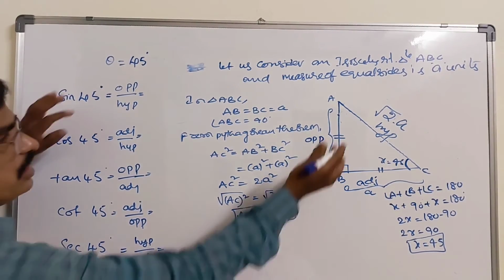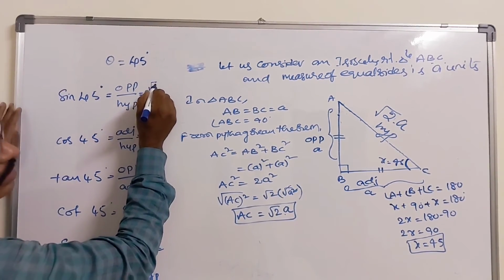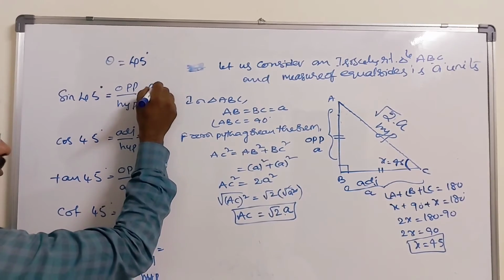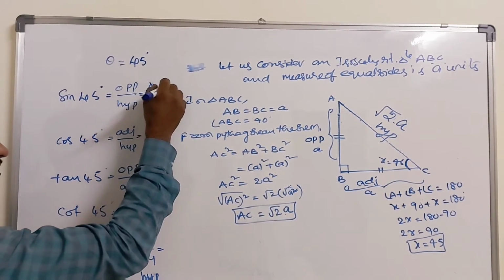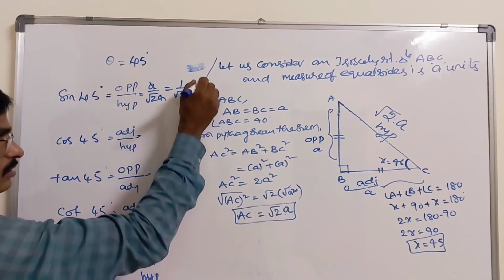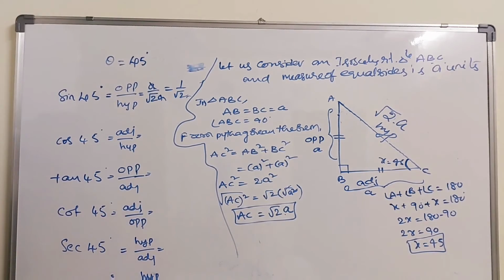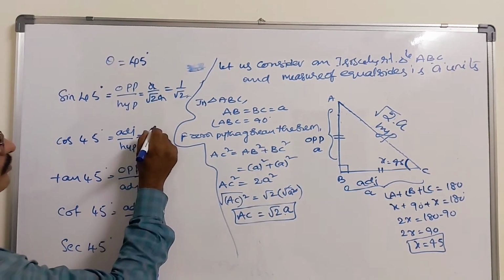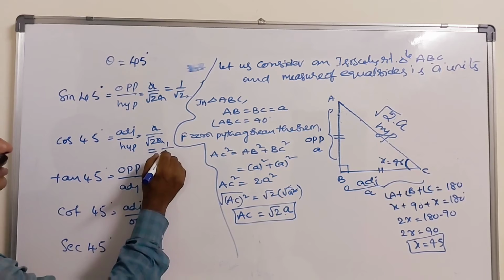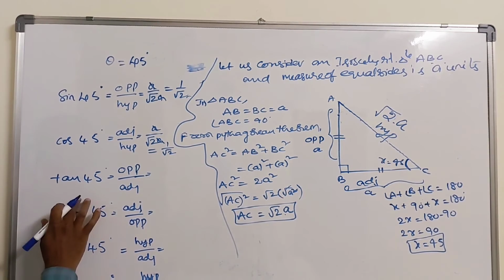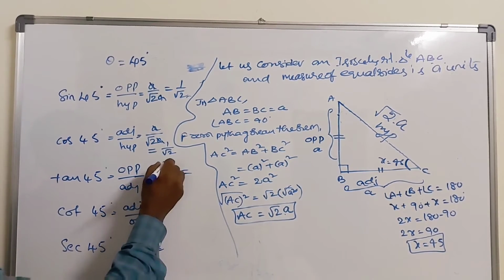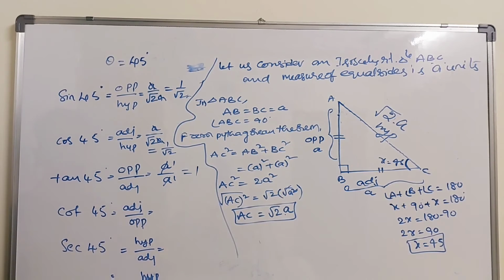So now what is the hypotenuse? Root 2 a. The opposite side is a, so a by root 2a, a cancels out, that is 1 by root 2. Now the adjacent side is also a and hypotenuse root 2 a. A cancels, then 1 by root 2. Tan 45 means opposite side is a units, adjacent side also a units, then a cancels out, you will get 1. Tan 45 is 1.